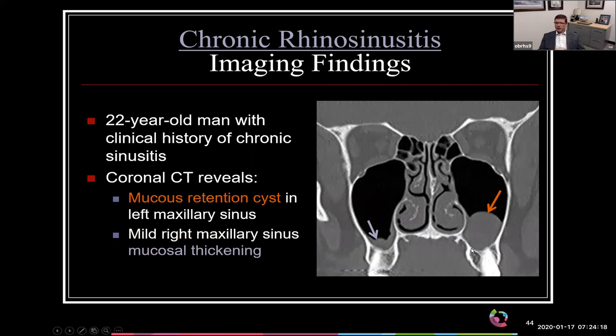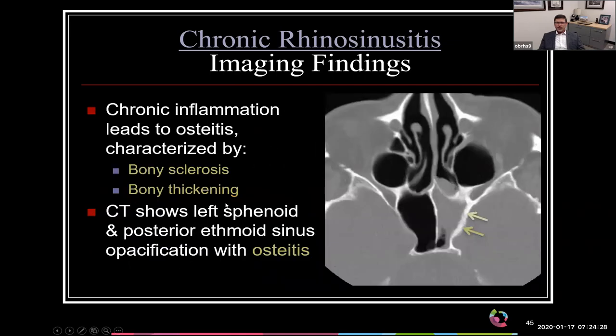We have a moderate sized mucus retention cyst within the left maxillary sinus with a small amount of mild mucosal thickening along the floor of the right maxillary sinus. Now, osteitis is the one time on imaging where we can say that there are imaging findings of chronic inflammation. Because when bone is chronically inflamed, it does what it likes to do, form new bone. And when it does that, you get abnormal sclerosis and bony thickening.